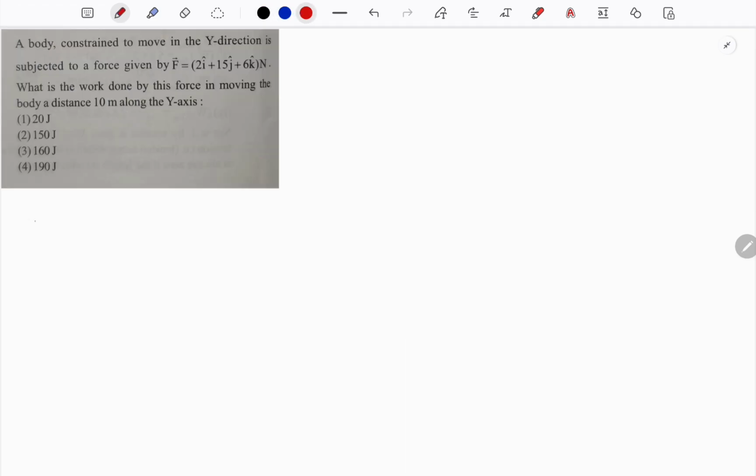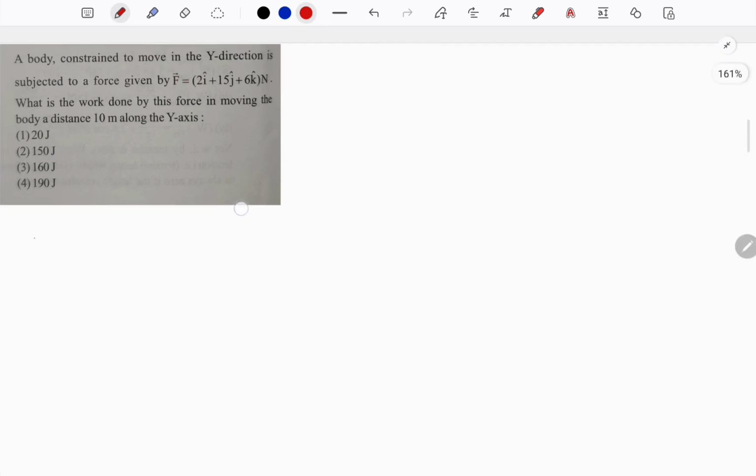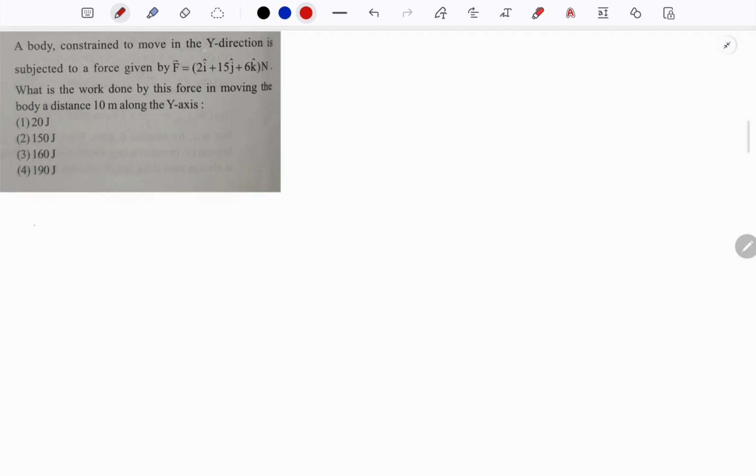So this is the next question, a basic type of question from the topic of work, power, energy. It is given that a body is constrained to move in y direction, and it is subjected to a force of 2i cap plus 15j cap plus 6k cap Newton. And they're asking us to find out the work done by the given force when the body moves a distance of 10 meter along y-axis.